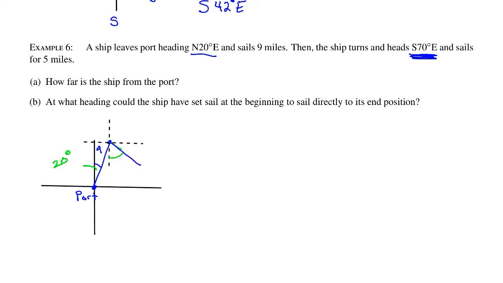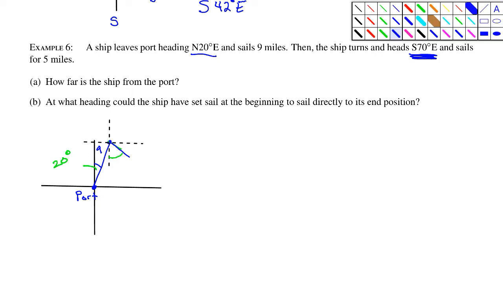So let me draw that in blue, and it's only 5. That may be too much. It's only 5 miles, so I'll draw it smaller. But the angle was 70 degrees there. But that angle only goes to the new coordinate system. And then the question is, how far is the ship from the port? So we want this new distance that I've drawn in purple.